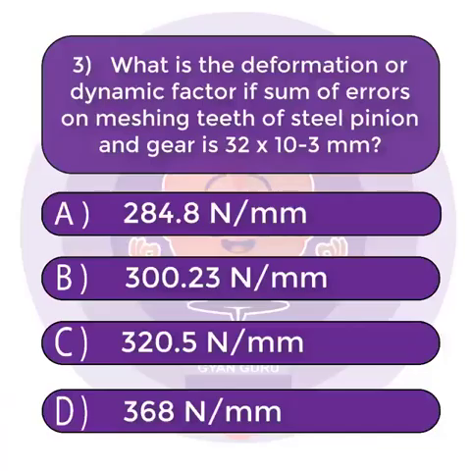3. What is the deformation or dynamic factor if sum of errors on meshing teeth of steel pinion and gear is 32 x 10^-3 mm? A. 284.8 N/mm. B. 300.23 N/mm. C. 320.5 N/mm. D. 368 N/mm.